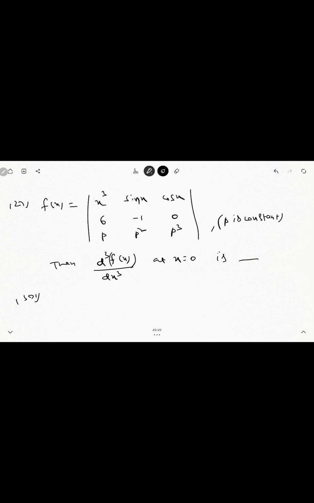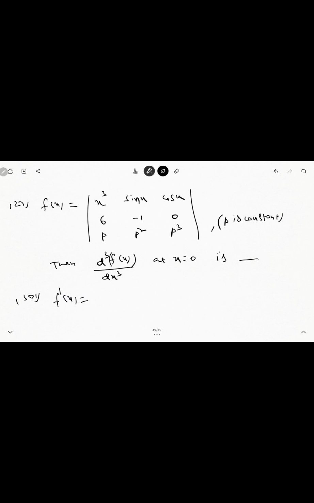Next one, f of x equal to the determinant of x cube, sin x, cos x; 6, minus 1, 0, that is second row; third row is p square, p cube, p is constant. Then find the third derivative of the function at x equal to 0. So options will be in terms of p and also independent of p. One option is independent of p.